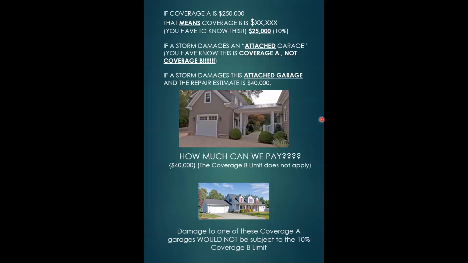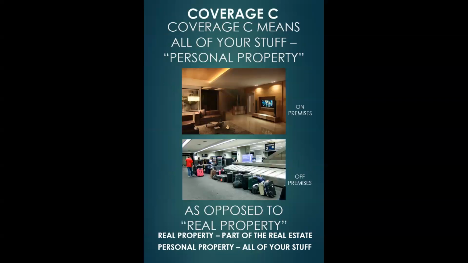Can't do that. Okay, coverage A, the dwelling. Coverage B, other structures on the premises not in contact with the dwelling and not forming part of the dwelling. And now we move to coverage C. Coverage C means all of your stuff, personal property, your things. Real property is part of the real estate, and personal property is the opposite or the complement of real property, your personal belongings, all of your stuff.